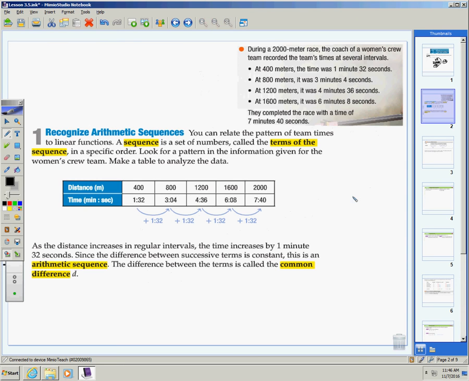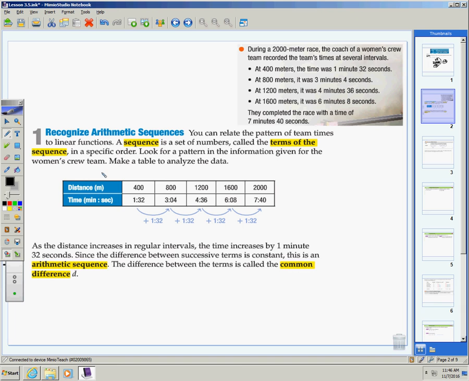Now what we're doing today, we're looking at a sequence. A sequence is kind of just a set of numbers in a specific order. A very basic example of a sequence would be 1, 2, 3, 4, 5, 6, 7, 8, 9, 10. Okay, it's just things in a specific order. That's what a sequence is.